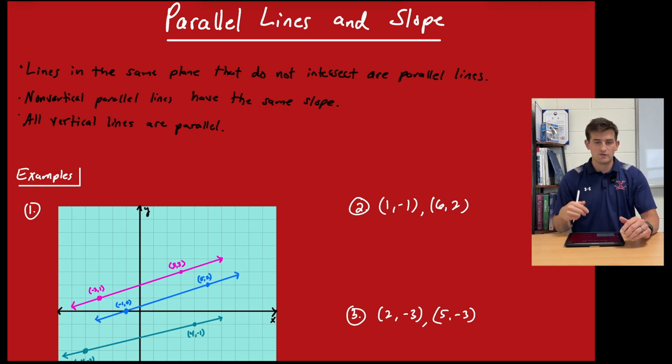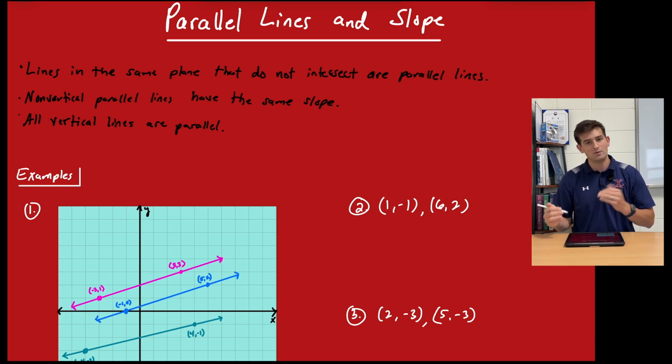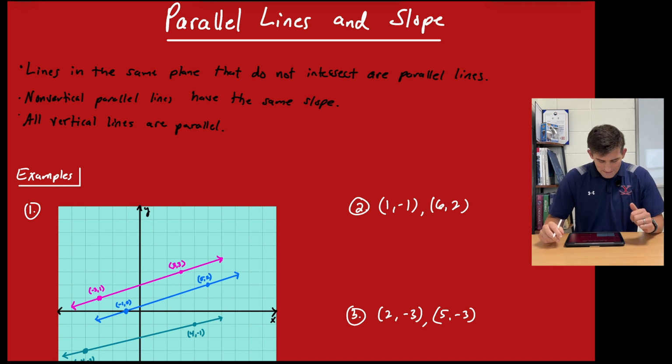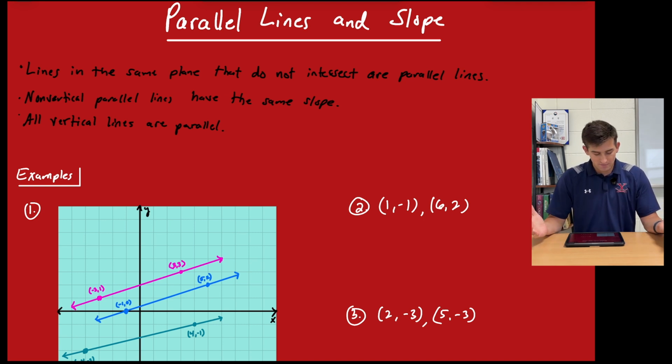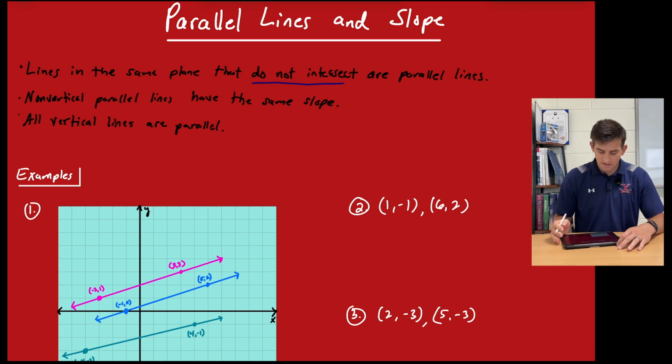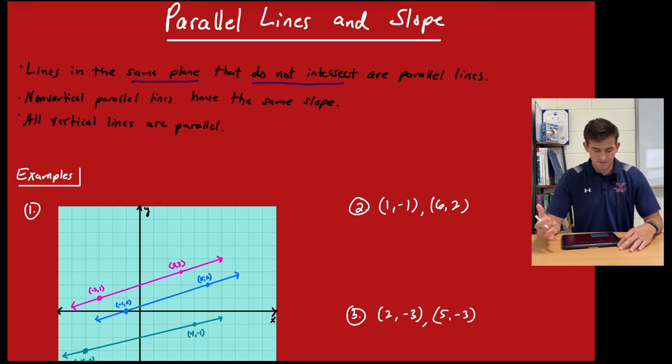So in this video we're going to continue talking about slope, but we're going to focus more on parallel lines. What is true about the slopes of lines that are parallel? Well, let's find out. First of all, what are lines that are parallel? It says lines in the same plane that do not intersect, right? So that's the key. They do not intersect. They're in the same plane. Those are called parallel lines.